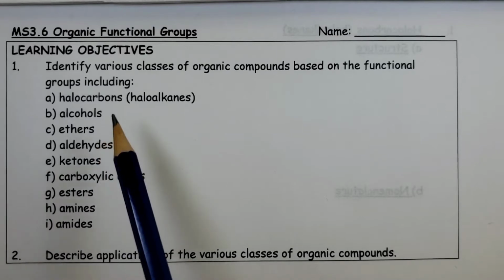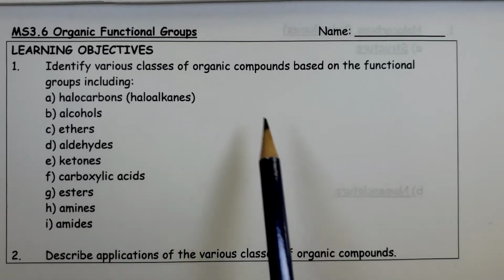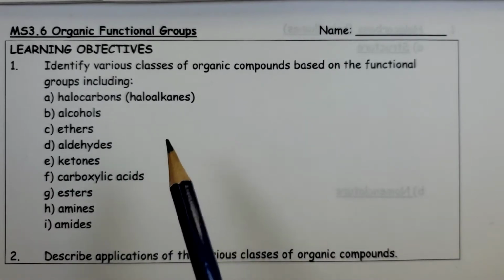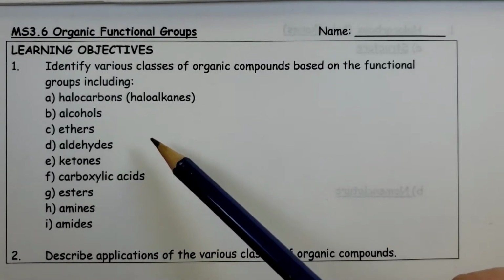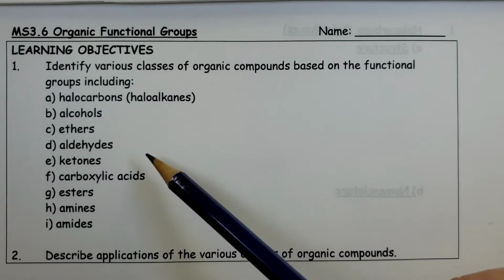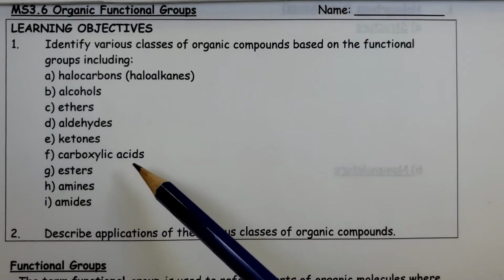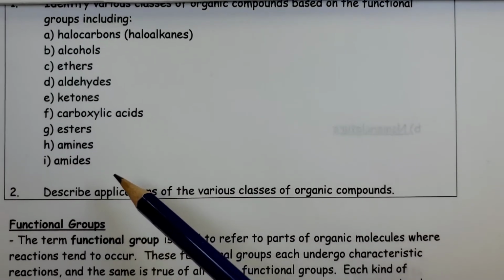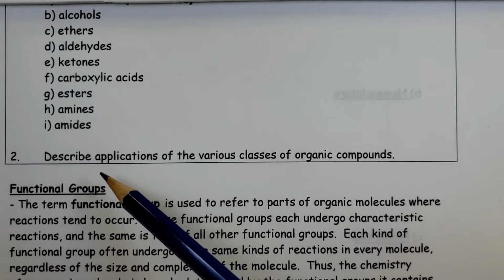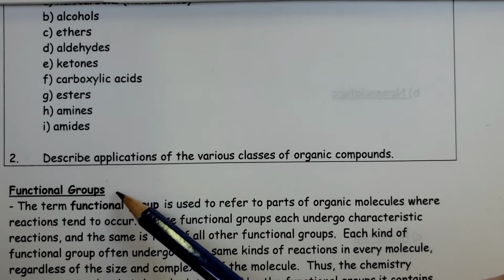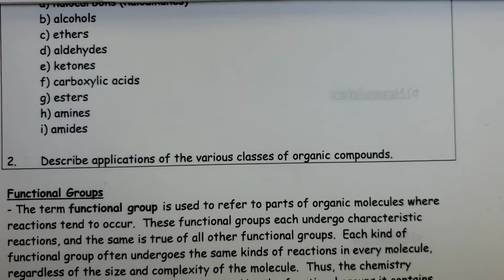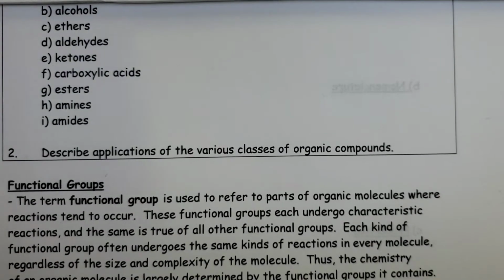So we're going to look at various classes of organic compounds based on their functional groups. We'll look at halocarbons, which are also referred to as haloalkanes, alcohols, ethers, aldehydes, ketones, carboxylic acids, esters, and amines and amides. And also look at where these are used in real life, so we'll look at real life applications of them as well.